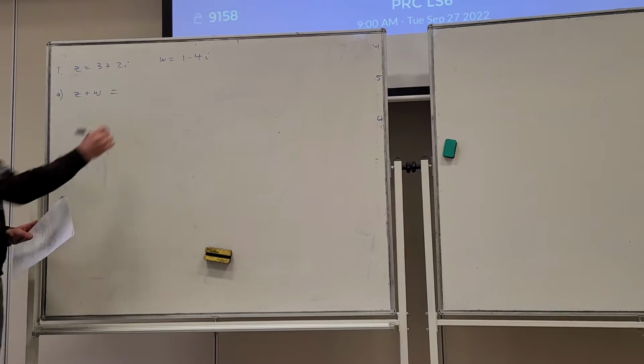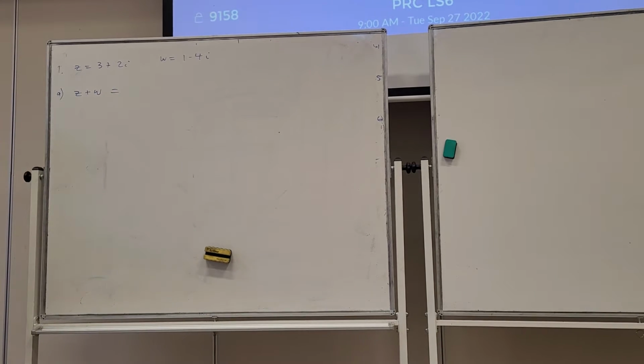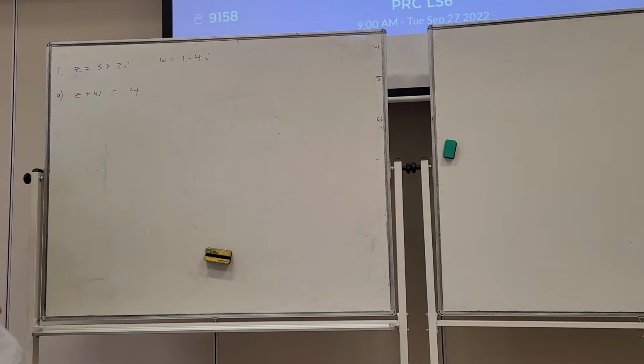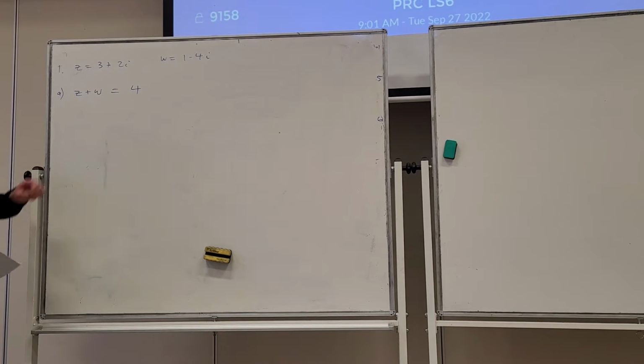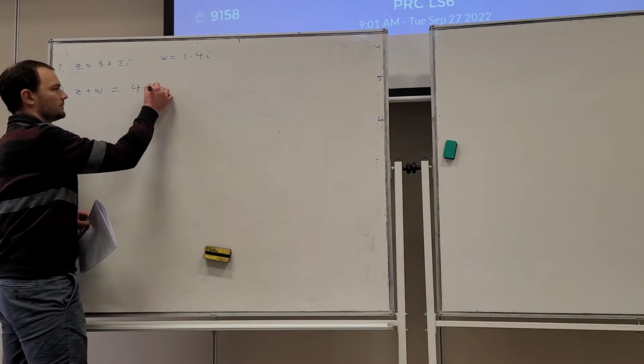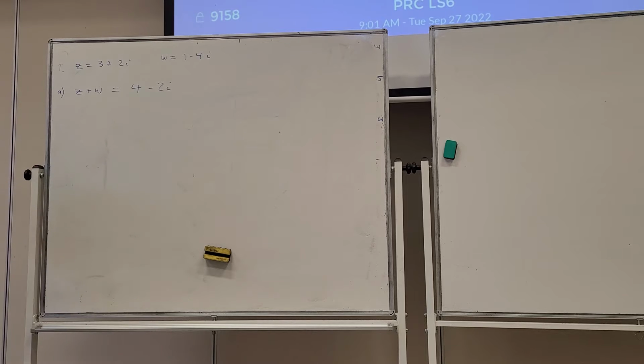So when we're adding complex numbers, we add the real components together. So we're going to have 3 plus 1. The real component is going to be positive 4. And then we add the imaginary components together. 2i plus negative 4i will be negative 2i. Alright? So the complex number z plus w is 4 take 2i.